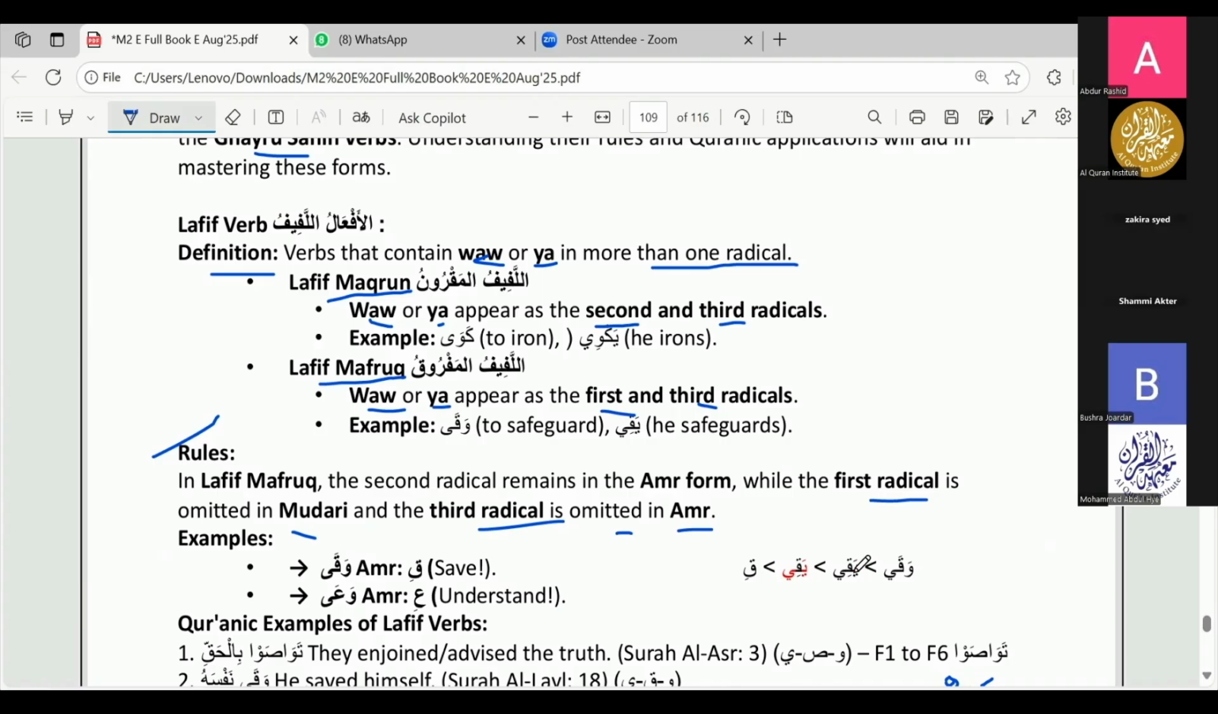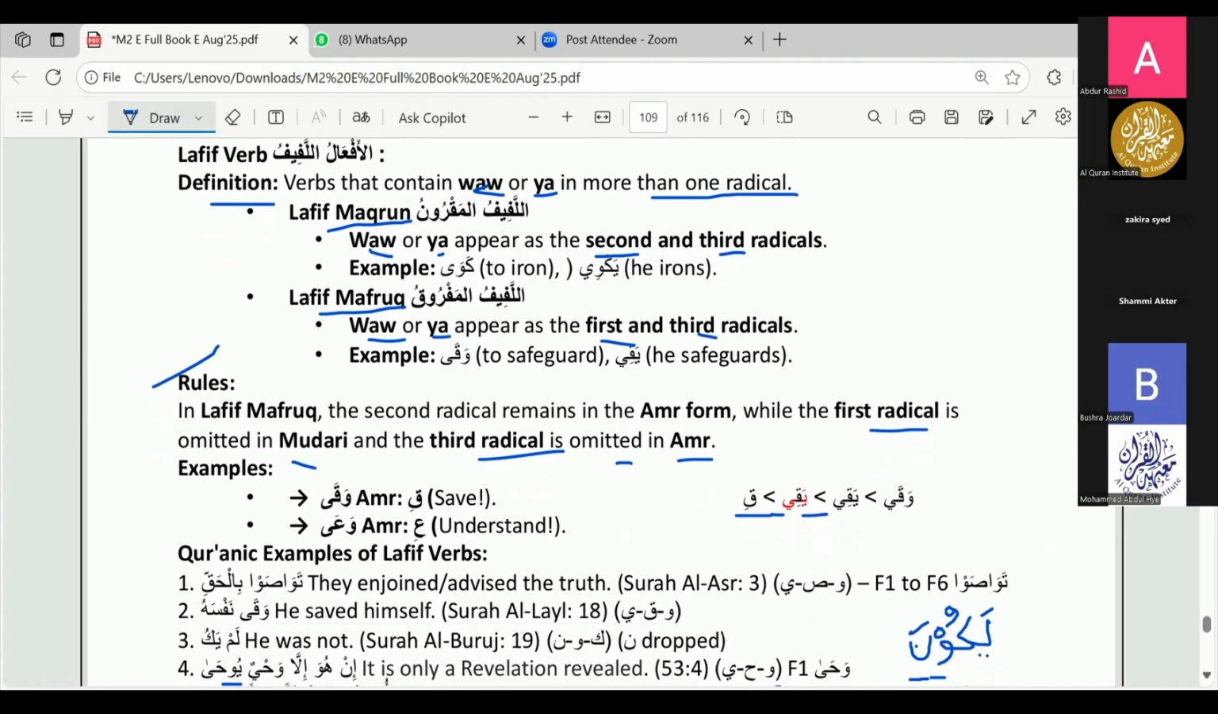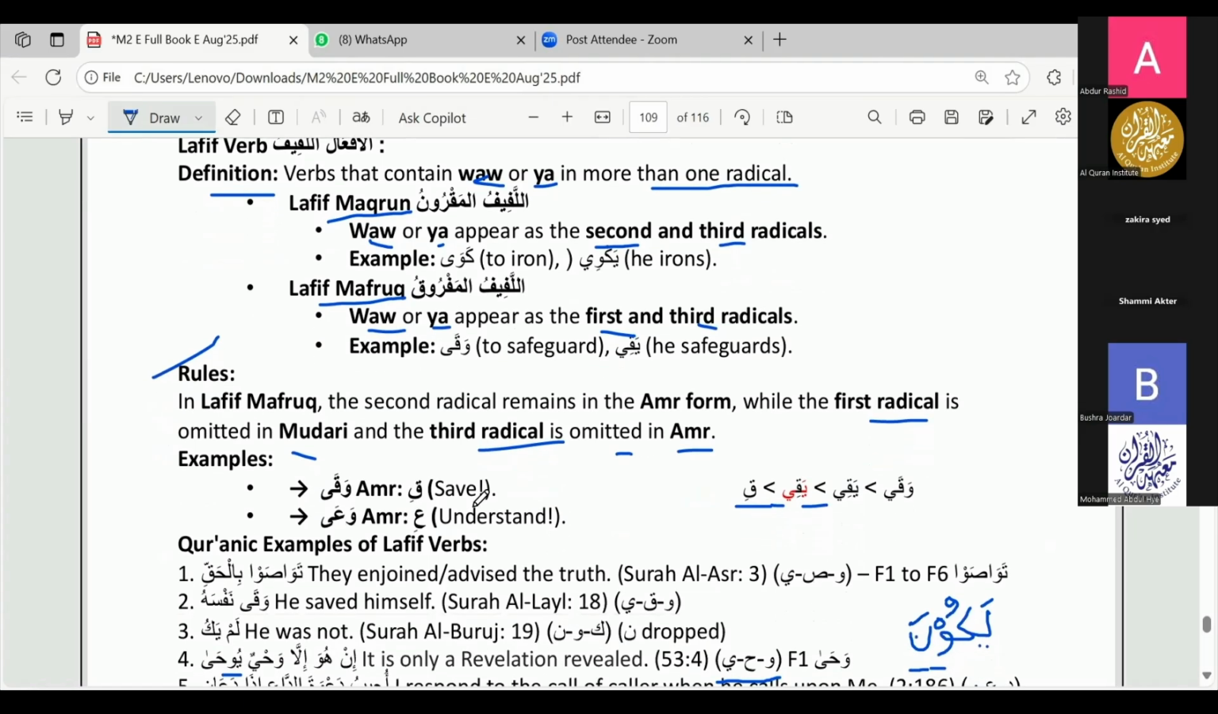So when it is in the mudari, yaqi, and then this ya and the last ya, both of them dropped, alamatul mudari, and the ya at the end, the last letter dropped, and just the final letter is left, which is qi. So it's quite extraordinary, this one. So qi means save.